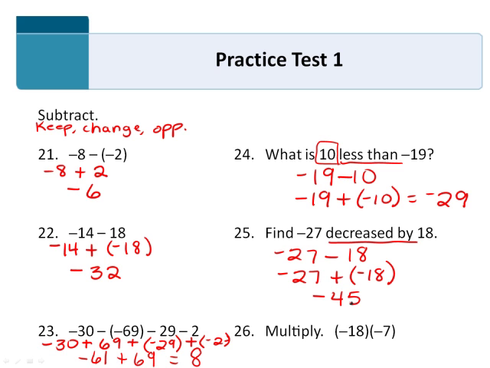Okay, now 26, we're getting into our multiplication rules. So here with multiplication, if the signs are the same, it's positive, and if they're different, let me make that an equal sign, it's negative. Okay, so these signs are the same, so it's going to be a positive, and 7 times 18 is, carry a 5, 126, and it'd be positive.